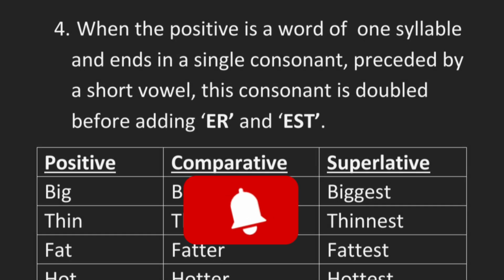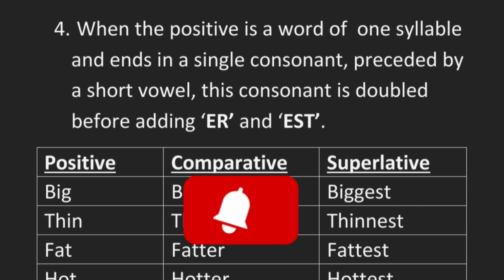The fourth type is when the positive is a word of one syllable and ends in a single consonant preceded by a short vowel. This consonant is doubled before adding ER and EST. It means the words are small, the adjectives are very small, right? And we have a single consonant preceded by a short vowel. Vowels are A, E, I, O, U.